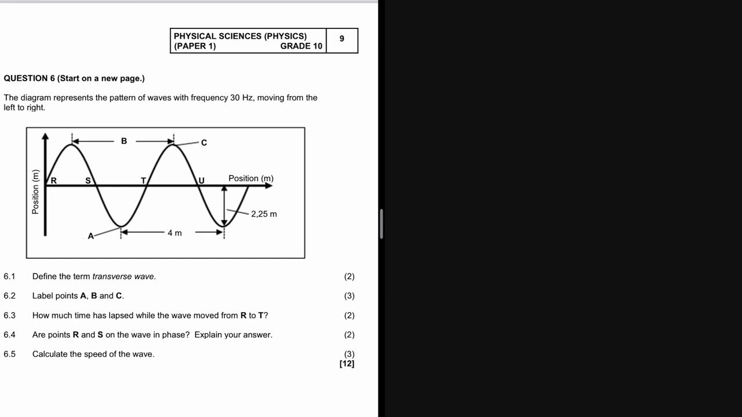So now on question number 6 here, they say what? The diagram represents a wave with a frequency of 30 hertz moving from left to right. Okay, so this is the wave that we have, and they gave us the frequency, 30 hertz. Now the first question, they say define the term transverse wave. So we know that a transverse wave is a wave through which the particles of the medium move perpendicular to the direction of the wave.